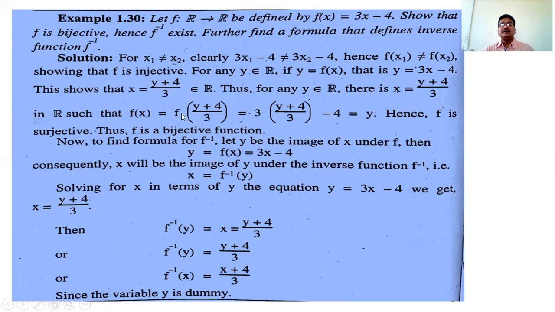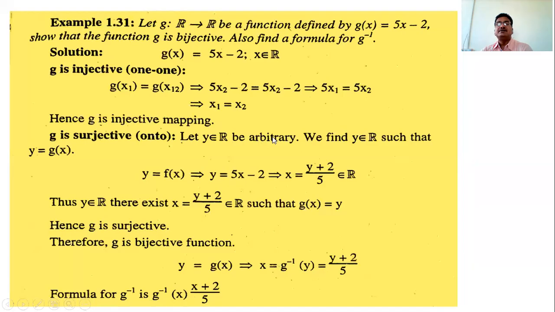If you find f of (y plus 4) by 3, then using this definition, 3 times (y plus 4) by 3 minus 4, we have the answer y. That is, (y plus 4) by 3 is the pre-image of y. And this y has a pre-image, and hence f is surjective, and therefore f is a bijective function because it is both injective and surjective.